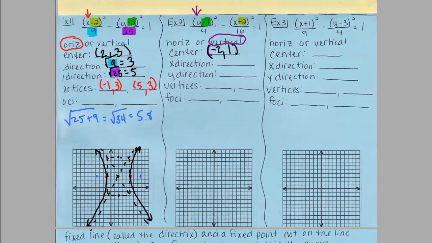Our x direction is actually on the right now, so the square root of 16, which is 4. Our y direction will now be on the left, so the square root of 4, which is 2.